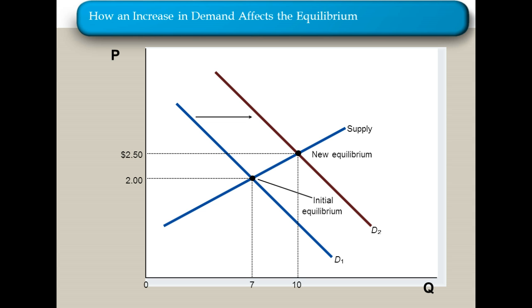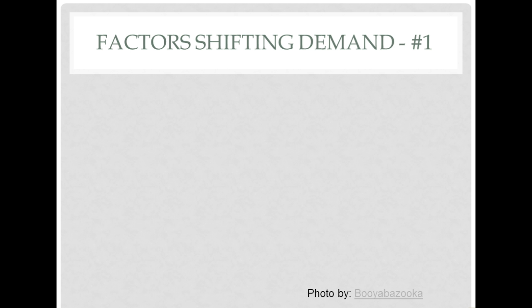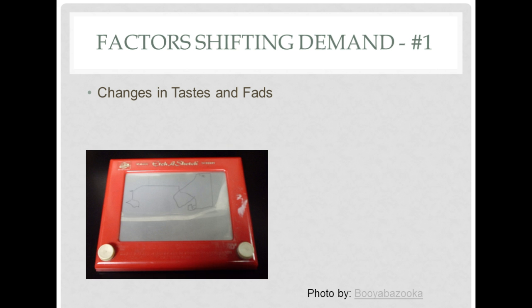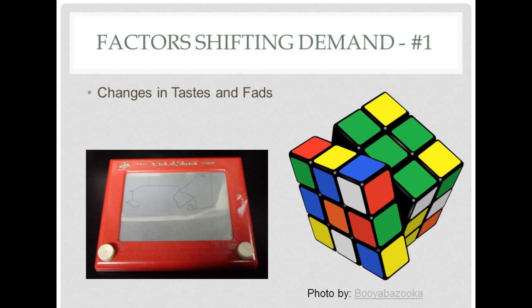Okay, here we go. Reason number 1 for demand shifting to the right or increasing. This is sort of the broadest category. It's called changes in tastes and fads. Well, I like to think of this as something like the Etch-a-Sketch or our friend the Rubik's Cube. If you were a kid growing up in the 1980s and the 1970s, these were 2 very, very popular toys. Since then, the demand for these goods probably is not as great as it used to be.